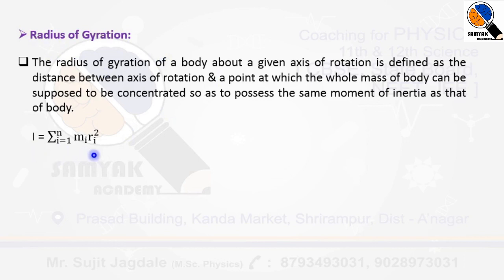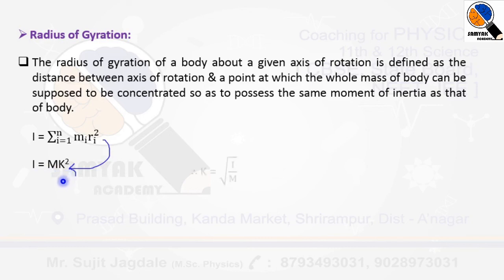As we have seen the formula of moment of inertia, capital I is equals to summation i is equals to 1 to n mi ri square. So here instead of r we are going to take k. K is the symbol for radius of gyration. So what is the formula? I is equals to mk square, where m is total mass of the body. So what is the formula for moment of inertia in terms of radius of gyration? I is equals to mk square.